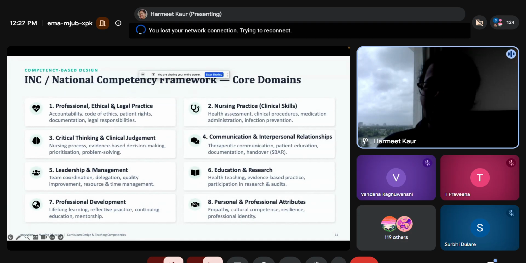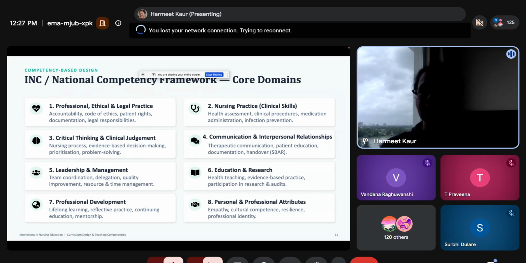Okay, this is the INC competency framework. I'm sure the majority of you have seen these educational competencies, a framework given by the Indian Nursing Council. The first and foremost is professional, ethical, and legal practice, where the students have responsibility for the clinical practice. They are accountable.